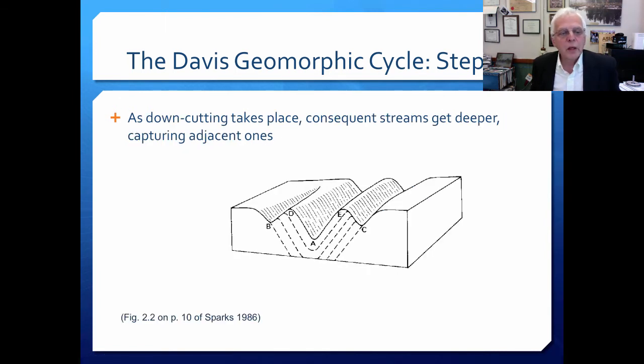So as the downcutting takes place, the consequent streams get deeper, and they begin to capture adjacent ones. And you can imagine this simply by looking at this stream downcutting through this material, eventually merging with these streams over here. And they begin to capture streams and create diverse kinds of flow patterns.